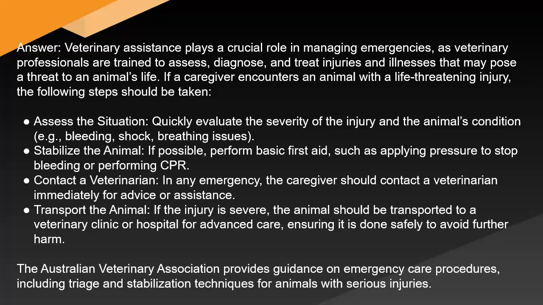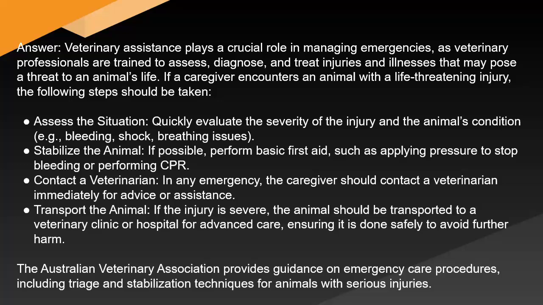If a caregiver encounters an animal with a life-threatening injury, the following steps should be taken. Assess the situation. Quickly evaluate the severity of the injury and the animal's condition, e.g., bleeding, shock, breathing issues. Stabilize the animal. If possible, perform basic first aid, such as applying pressure to stop bleeding or performing CPR. Contact a veterinarian. In any emergency, the caregiver should contact a veterinarian immediately for advice or assistance.